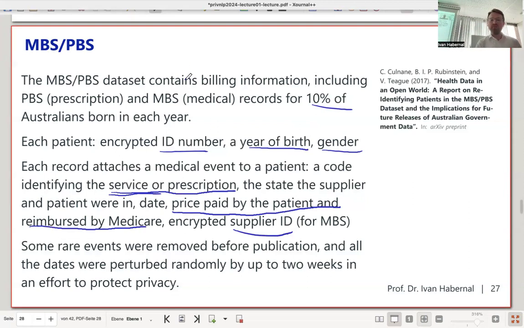And here we have what? ID, number, year of birth. And they did some sort of cleaning, like removing some rare events and some perturbation of, again, 2 weeks. We saw it in Netflix: 2 weeks, shift left, shift right. Okay, so what can go wrong?